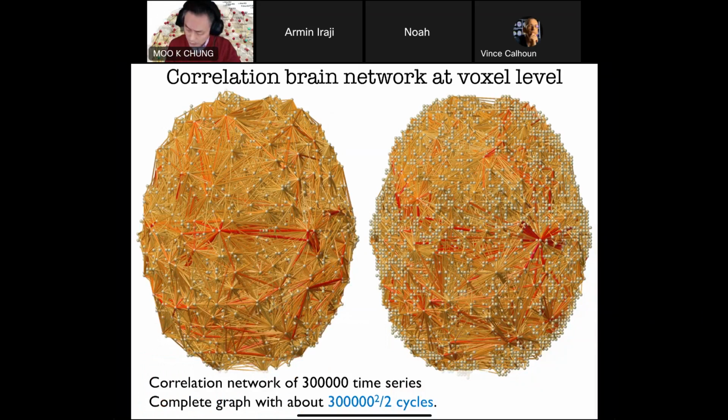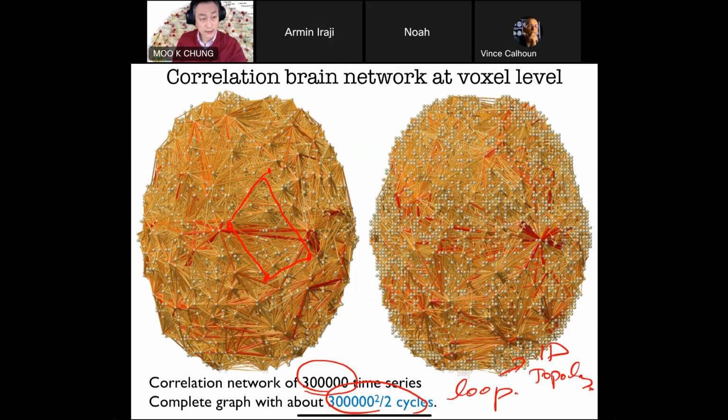So for example, if you have 100,000 nodes, the correlation network will be 100,000 by 100,000. That's a gigantic correlation matrix. And in such a dense graph, how many cycles are there? What do I mean by cycle? That's like a loop, and this is what we call one-dimensional topology. So a loop would be something like this. It's a path that comes back to the original position. There is a lot of computation.